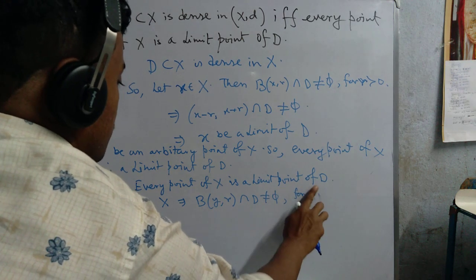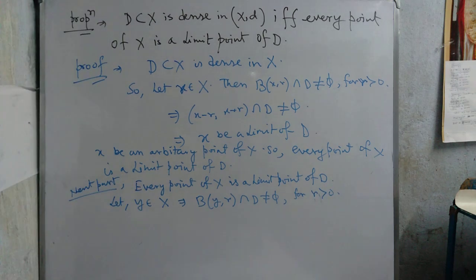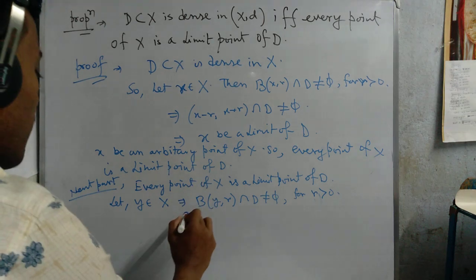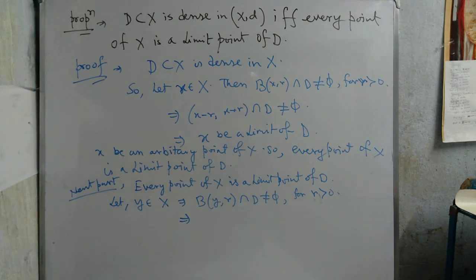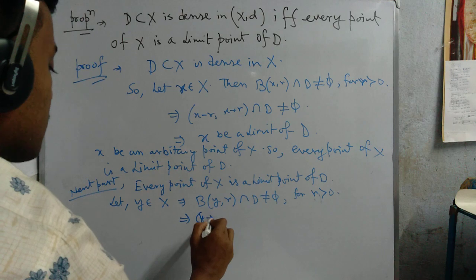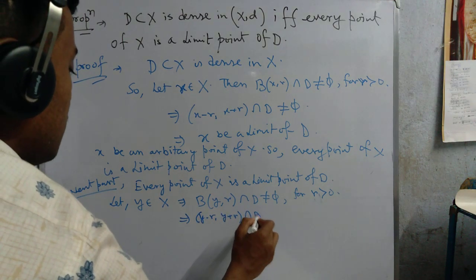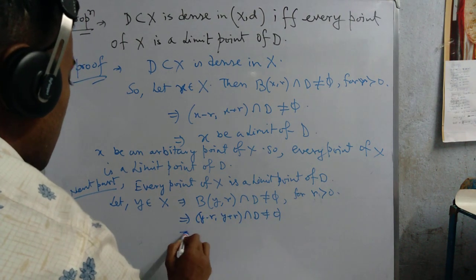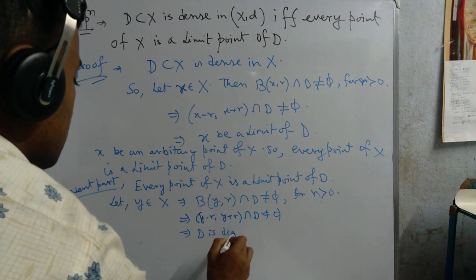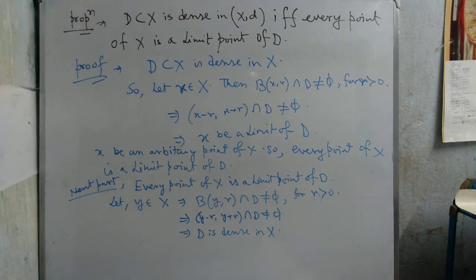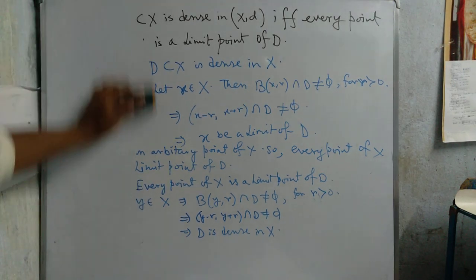For r greater than 0. Okay, this one is the definition of a limit point. Then what happened? This implies the same thing: (y − r, y + r) intersection D not equal to empty set. This implies D is dense in X. Okay, so we also proved this portion easily. We erase that portion and go on to further discussion of another proposition.